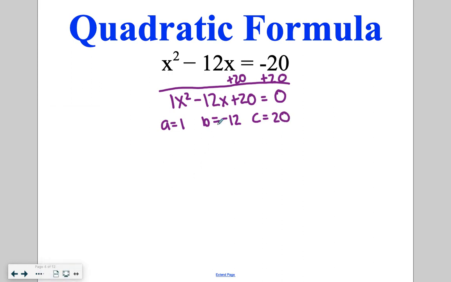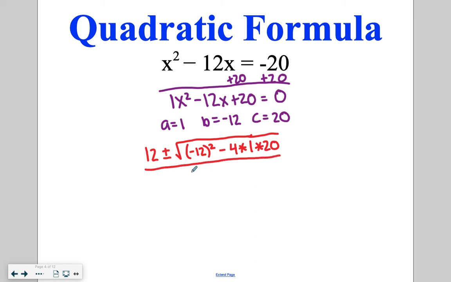Now, setting up the formula, we have negative b, so the opposite of b. So we've got 12 plus or minus, I'll explain what that means a little more in a minute, the square root of b squared, so remember negatives go in parentheses, so negative 12 squared minus 4 times a, which is 1, times c, which is 20. And then that whole thing is being divided by 2 times the a value, which in this case is 1.